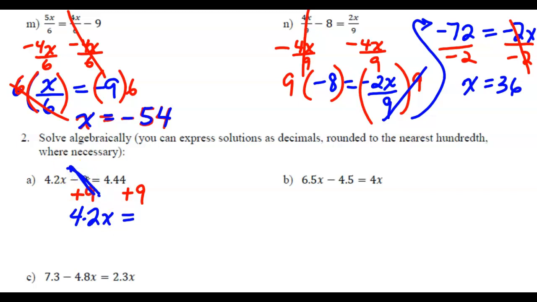Okay, so those go to 0. So 4.2x, I'm just going to fix my, sorry, what am I doing? 4.2x equals 4.44 plus 9 is 13.44.